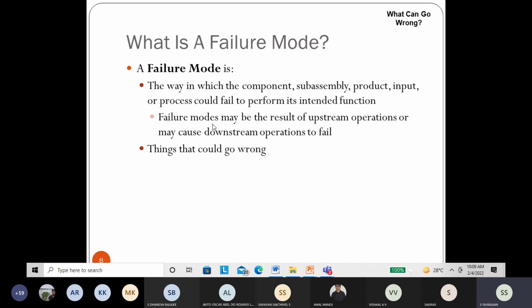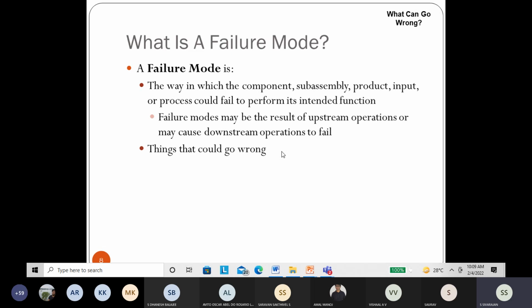So what are the consequences of the failure mode? The failure mode will happen due to the previous operation. Upstream means the previous operation. And the failure mode is a problem for the successive operations. Failure mode means things that could go wrong. In the ATM example, I'm going to tell what is going to go wrong.